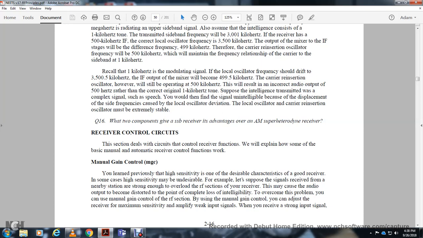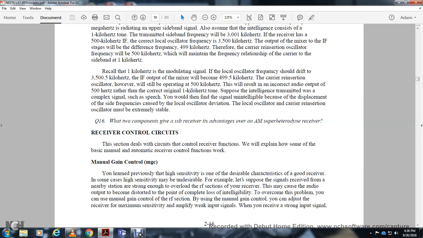For example, a signal received from a nearby station may be strong enough to overload the radio frequency section of the receiver. This may cause the audio output to become distorted, and the problem cannot be completely overcome intelligently. To cope, use the manual gain control of the radio frequency section.